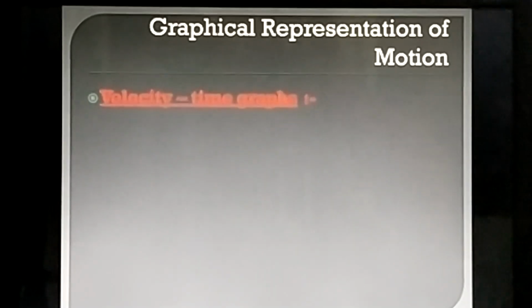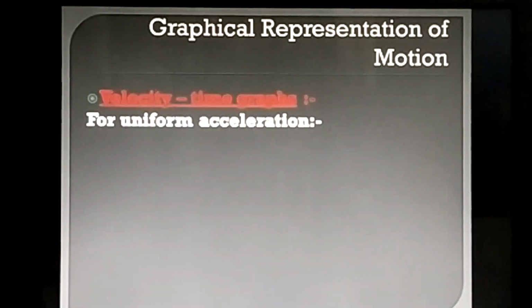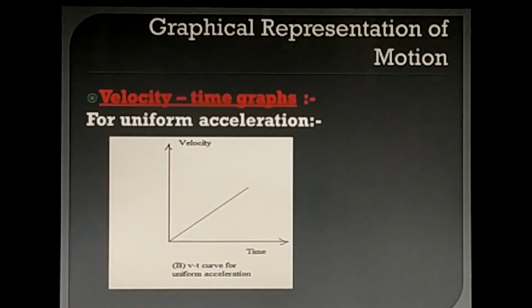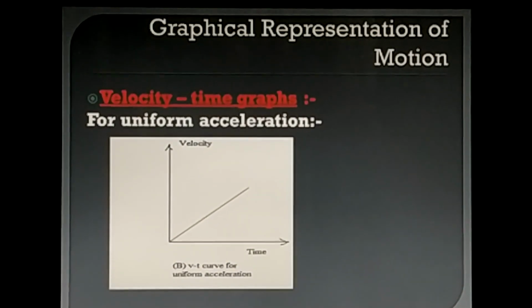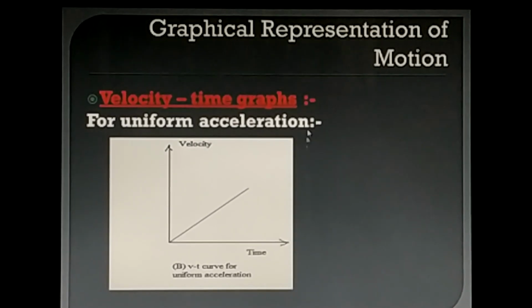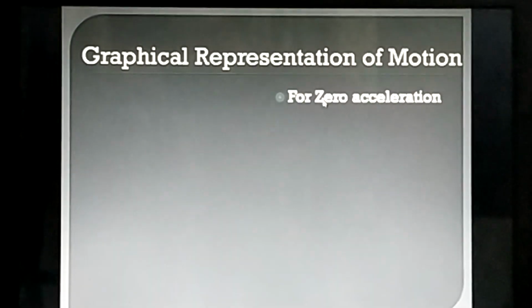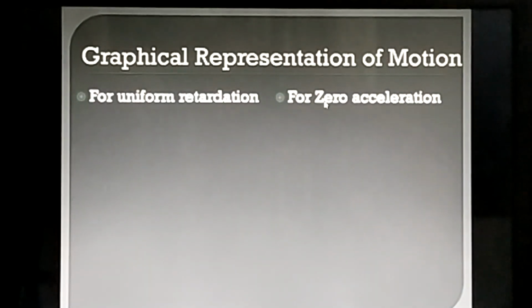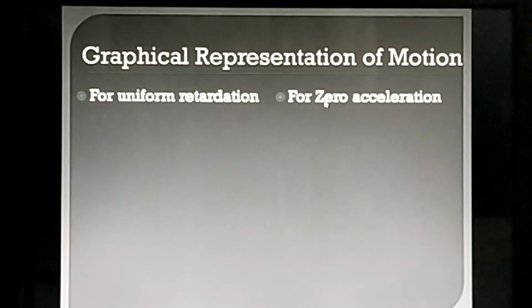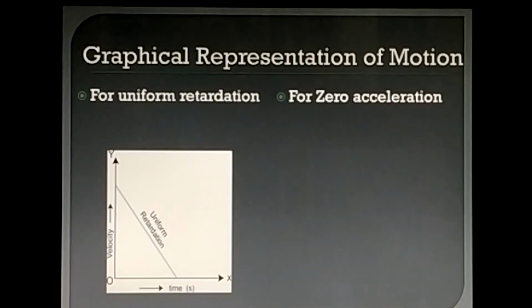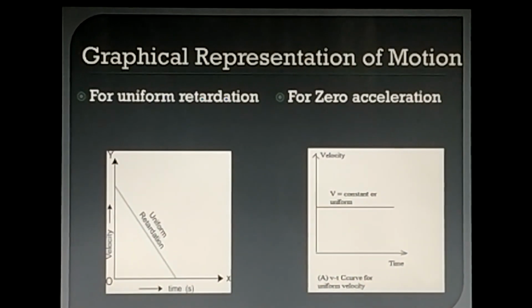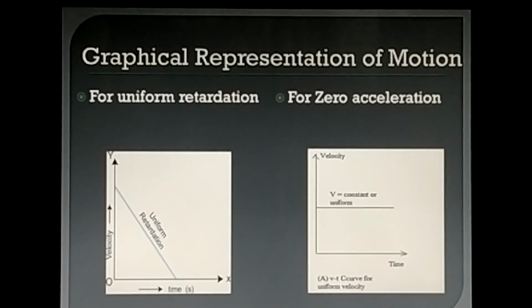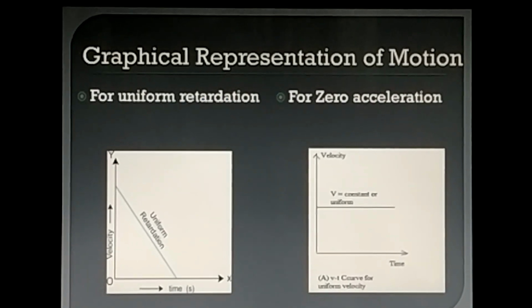Next is the velocity time graph. So velocity time graph for uniform acceleration, such type of graph will be plotted, but always remember on y axis we will take velocity and on x axis we will take time, and again we will get a straight line graph. Next is for zero acceleration and for uniform retardation. So we will get such type of graphs for uniform retardation and for zero acceleration. Again these graphs are plotted between the velocity and time.